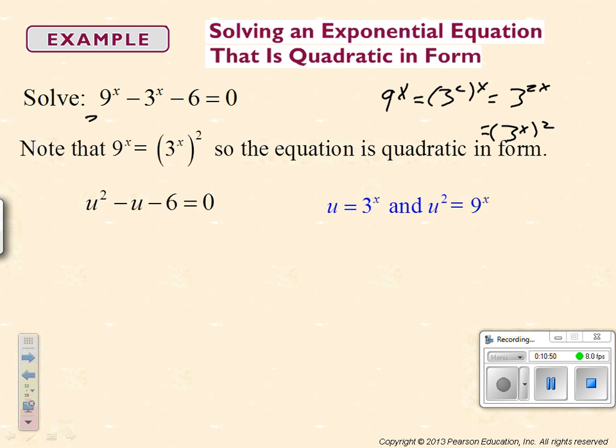So if this is 3 to the x squared minus 3 to the x minus 6, let's make this look a little more familiar by taking all of the 3 to the x's and rewriting them as the letter u. It becomes u squared minus u minus 6. I bet you can factor that. What do you get, Eric? John? u minus 3, and then u plus 2. Yep.